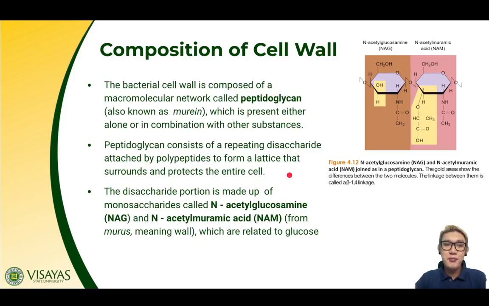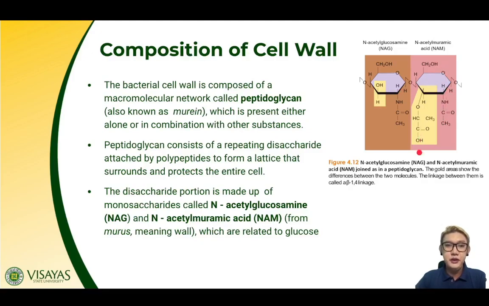The disaccharide portion is made up of monosaccharides called the NAG and the NAM. NAG stands for N-acetylglucosamine, while NAM stands for N-acetylmuramic acid. These are actually glucose derivatives. This is the chemical structure of the disaccharide, a monosaccharide and another monosaccharide, joined together by this glycosidic bond.